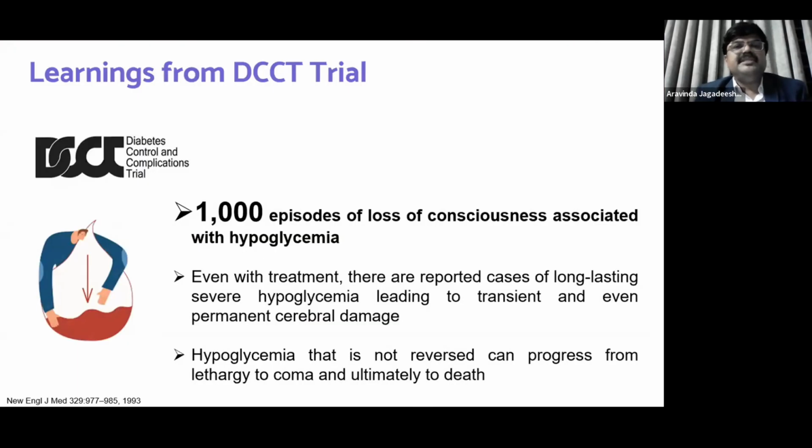So learning from the DCCT trial, that is the Diabetes Control and Complications Trial, 1,000 episodes of loss of consciousness associated with hypoglycemia. Even with treatment, there are reported cases of long-lasting severe hypoglycemia leading to transient and even permanent cerebral damage. Hypoglycemia that is not reversed can progress from lethargy to coma and ultimately to death as well.